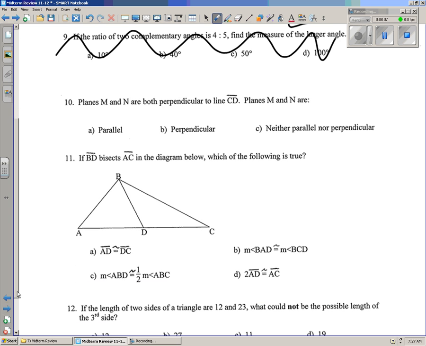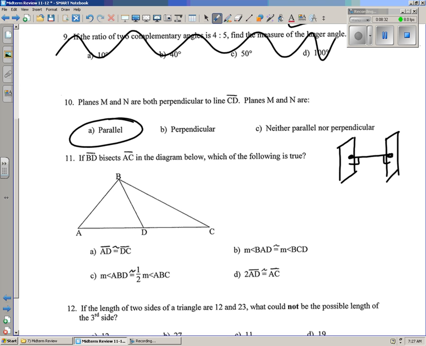Number 10, it says, planes M and N are both perpendicular to line CD. I'm going to try to draw this, but again, this would be where you have your 2 hands out, and the line is going to be perpendicular to both planes. Okay? And so what happens to planes M and N? Well, planes M and N aren't perpendicular to each other. They're going to be parallel. They're going to be going in the same direction.